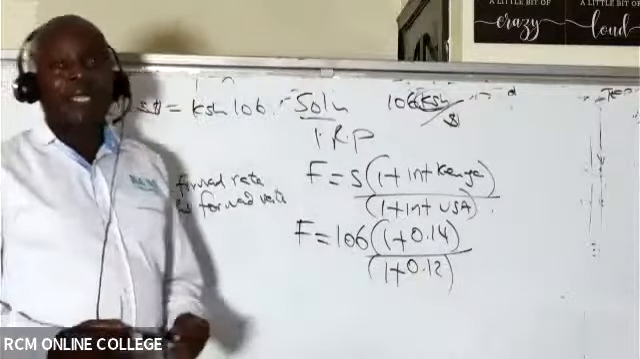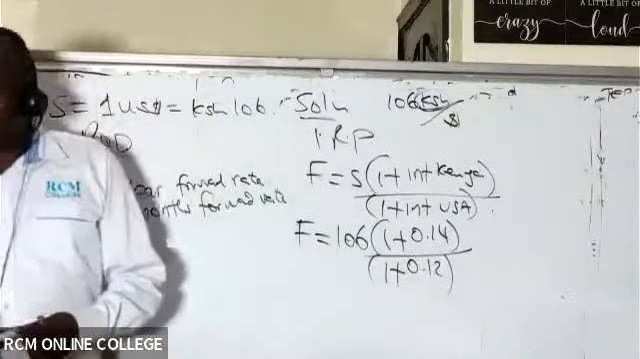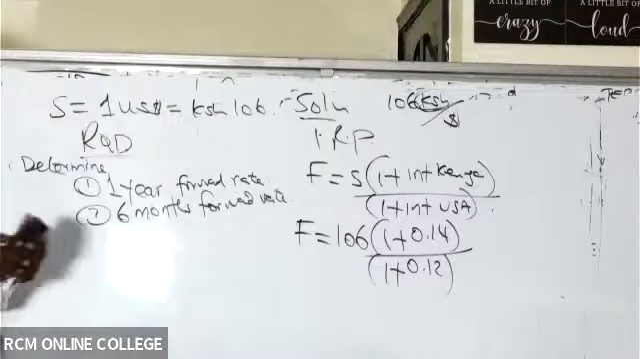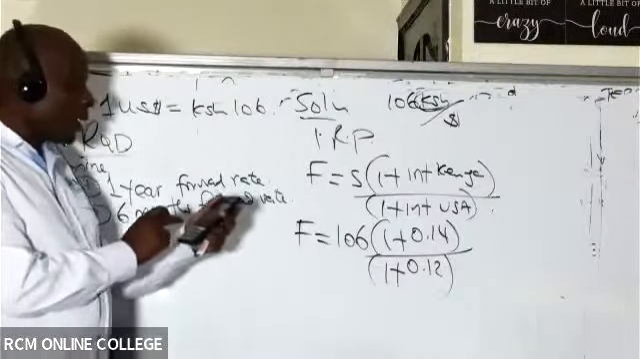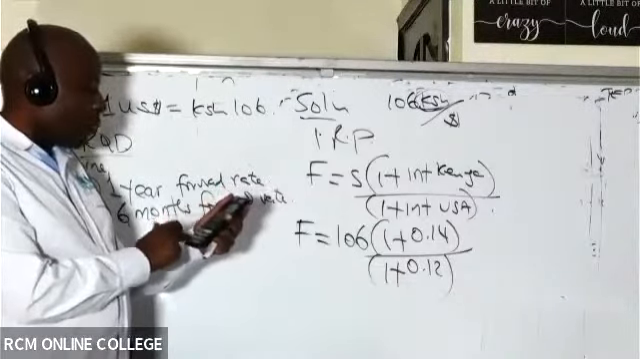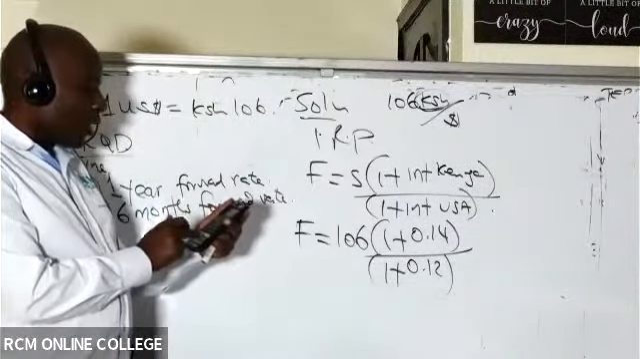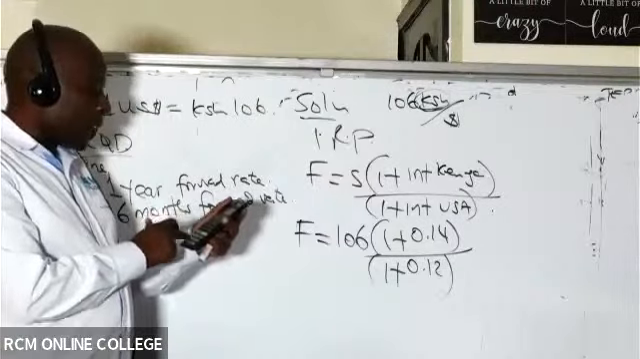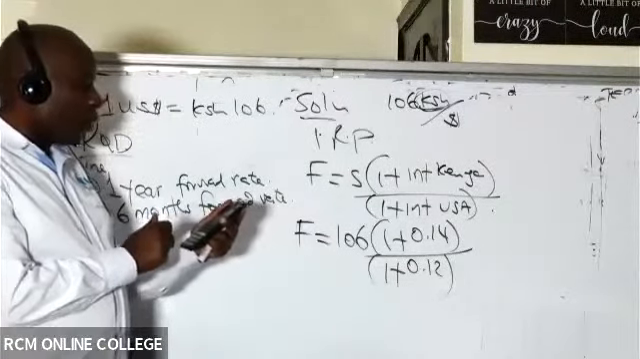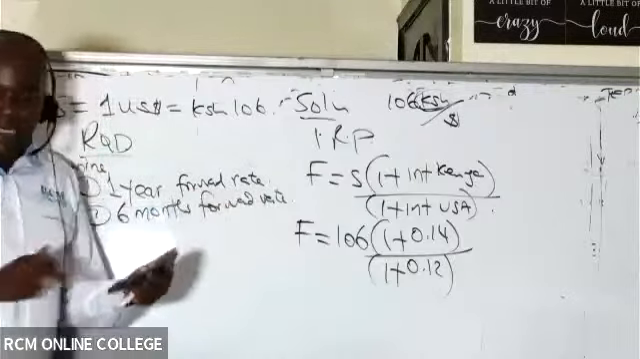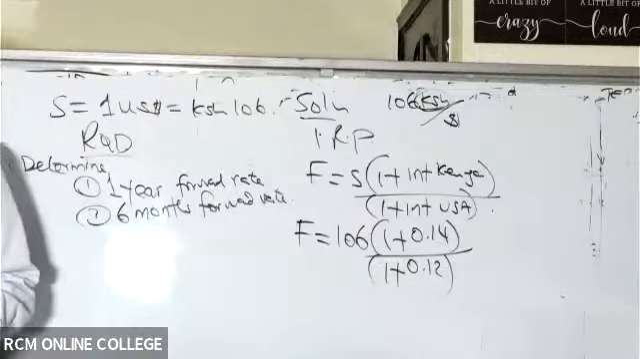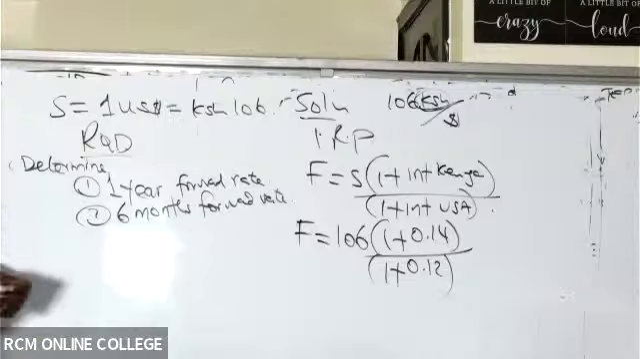So could you give me this forward rate? Get your calculator and press like this. We have 106 times open brackets 1 plus 0.14, close; divide by open another bracket 1 plus 0.12, close; equals. I'm getting something nice. Is there somebody getting 107? Thank you very much. It's 107.89.